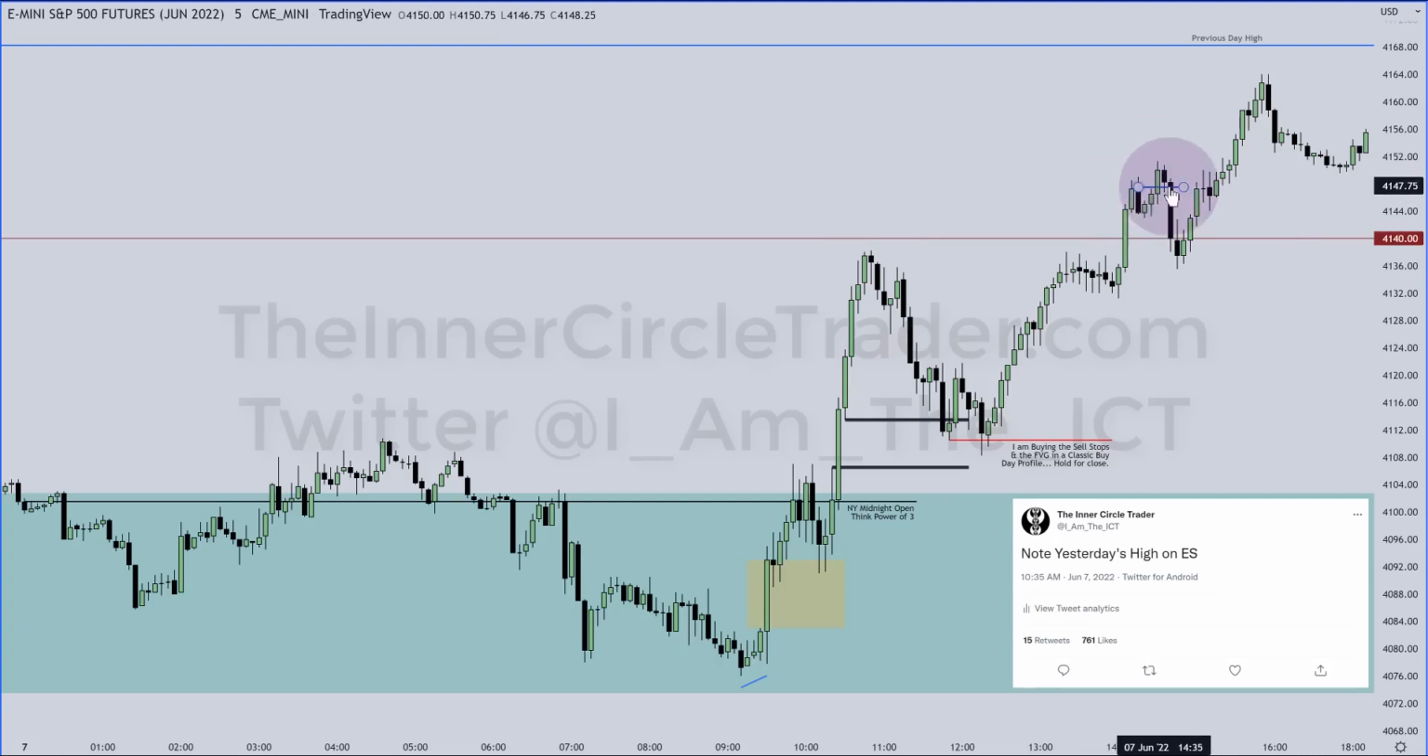I'll draw a line on here because I want to see if price can be supported by that down close candle. That's an order block. It trades through it, and once it did that, I nixed the trade.